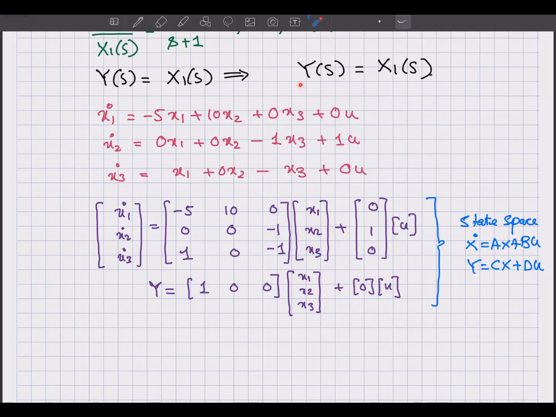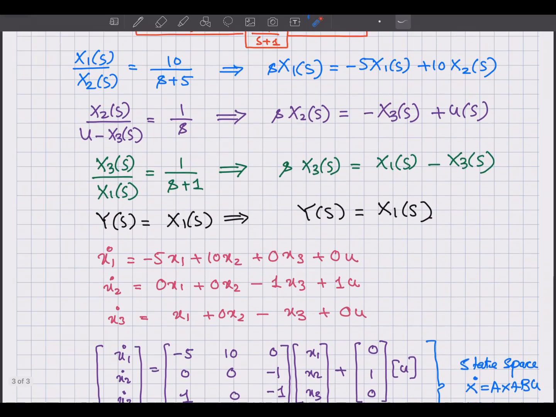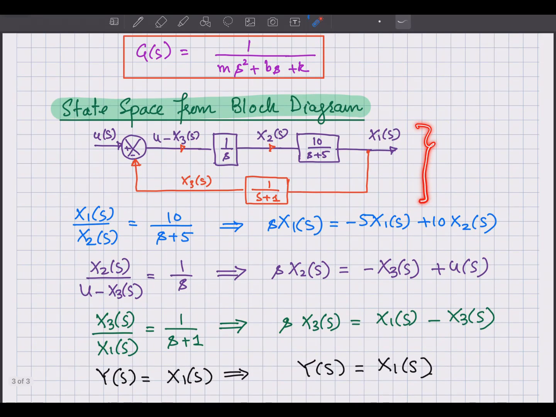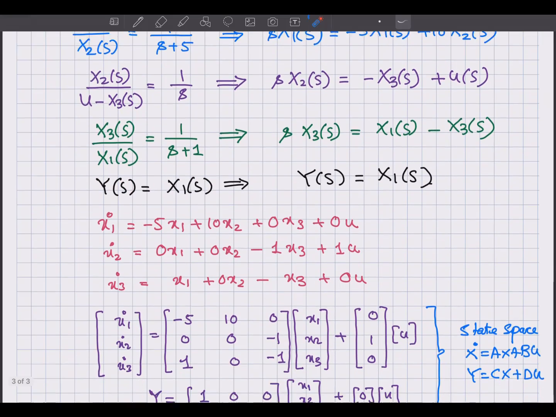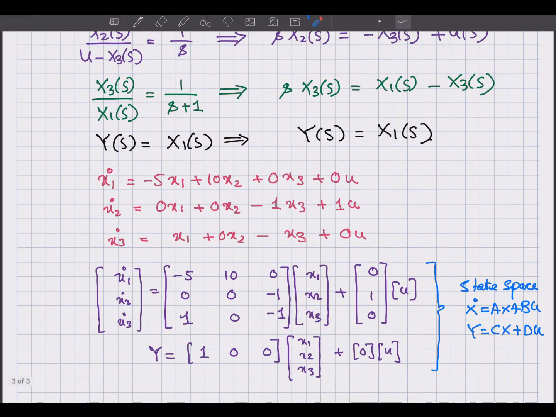And the output is linked only with x1, so in the output equation for x1 we will have 1, and for x2 and x3 we will have 0. And the direct transmission matrix D is 0, because the input is not directly linked with the output. So this represents the state space of this block diagram. By defining the state variables over the block diagram, you can write down the state space representation of the system. So that's all for this video.